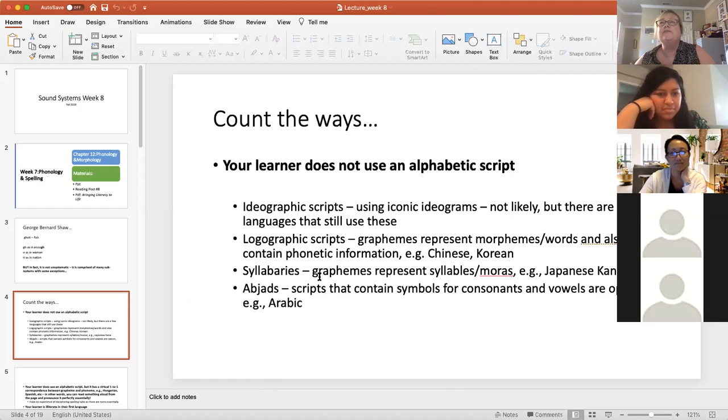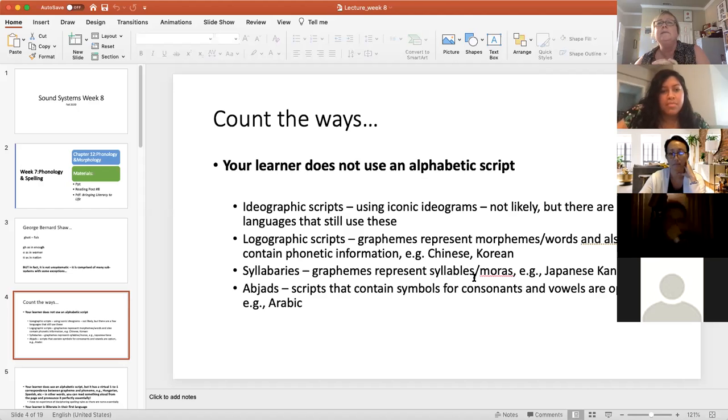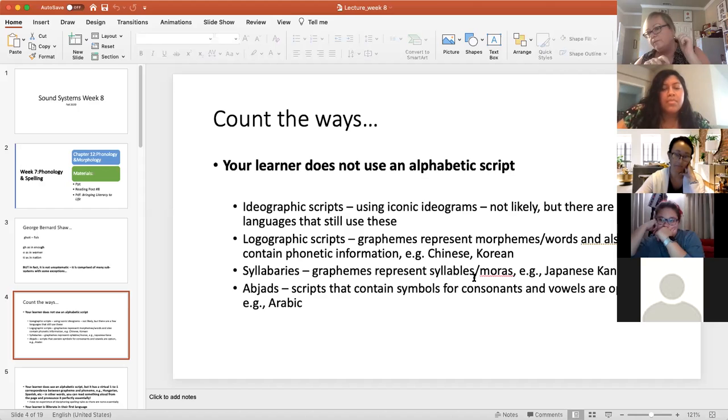Syllabaries are a sort of version of this, but where graphemes represent syllables and moras. A mora is a unit, a larger unit than a phoneme. I'm not going to get into what it is, but in Japanese, it's very important. And then there are abjads, which are scripts like Hebrew or Arabic that contain symbols for consonants but no vowels. Usually vowels are optional, you can put them in.